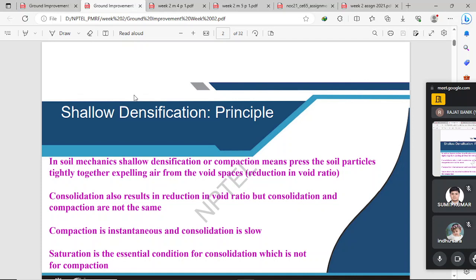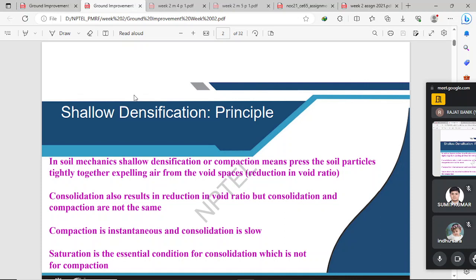Shallow densification is nothing but compaction, which we also learn in soil mechanics. In shallow densification, we apply energy to compress the soil so the soil particles come closer, or to expel the air voids or void spaces, or we simply call it reduction of the void ratio. It is quite similar to the consolidation technique. Both serve the same purpose: we reduce the volume of the soil or compress the soil particles to come closer.